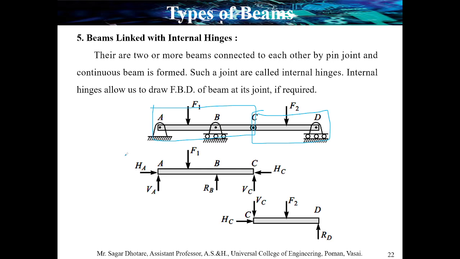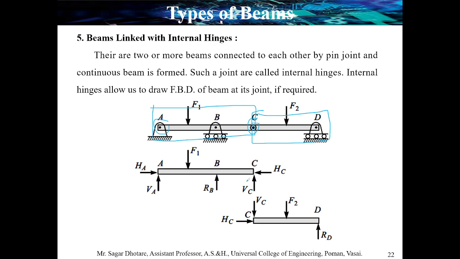For the first body, that is the A to C beam, first at point A it is hinged, so horizontal and vertical reactions are there. F1 is shown properly. At point B, the roller support is there, so a vertical reaction RB is there. And at point C, it is again hinged, so there are horizontal and vertical components there.